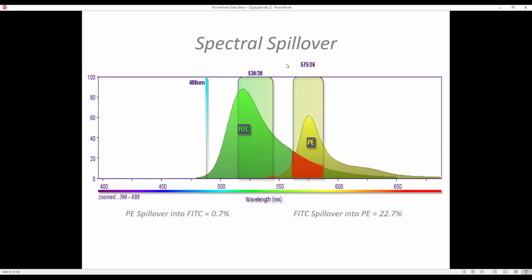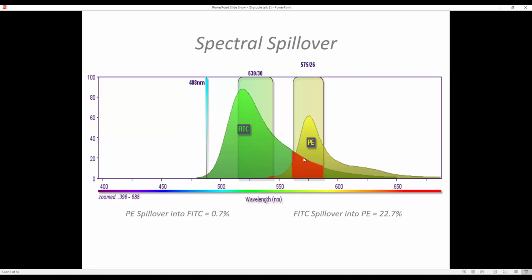So this is something which we don't want. We don't want a false signal in PE, which is coming from FITC. Ideally speaking, what do we want? We want only the PE channel to detect only the PE signal, purely the PE signal. Similarly, we want the FITC channel to detect only the FITC signal. But here there is a crossover. There is some spillover. So how to do this?